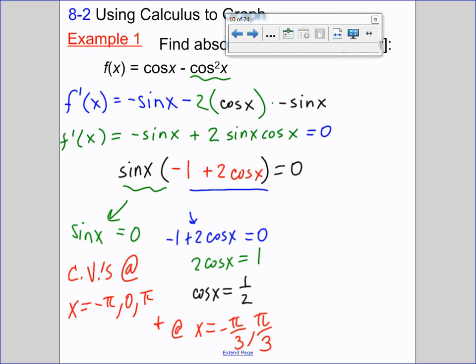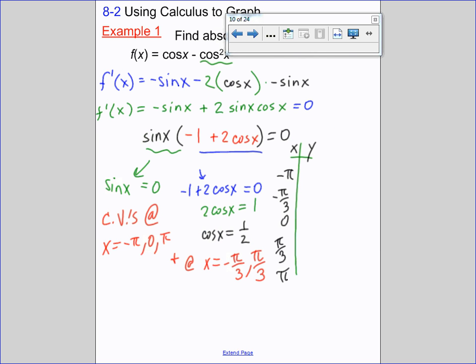So let's find it. We'll go ahead and make an XYT chart. On that chart, what are we putting? We're putting the x coordinate of my critical values. So my x coordinates of the critical values are 0, negative pi over 3, positive pi over 3. My endpoint values are negative pi and pi. And we'll get the y coordinates for all of those. Did I miss any? So we want negative pi and pi, those are my endpoints. We want our critical values in between, including 0, negative pi over 3, and positive pi over 3.